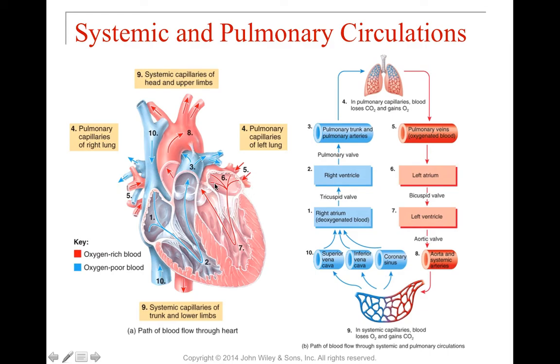This is number 6 through the left atria. From the left atria going through that bicuspid valve here to the left ventricle. When that left ventricle contracts, again, this one is closed during contraction, so it's only going to be able to go out through this one here. Again, that is the aortic valve.